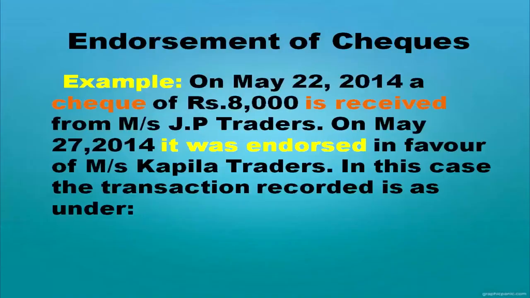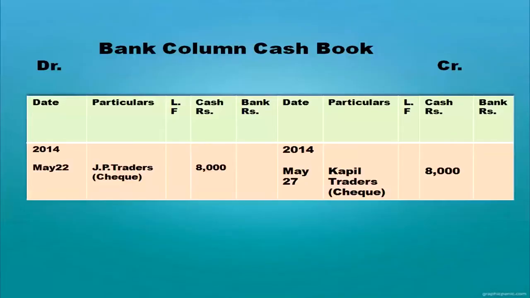Example, on May 22nd, 2014, a check of rupees 8,000 is received from Messrs. JP Traders. On May 27, 2014, it was endorsed. It was given in favor of Messrs. Kapila Traders. How will you record it in the cash book? When you have received a check from JP Traders, you record on the receipt side to JP Traders, date May 22nd, amount in the cash column 8,000. When you have endorsed it to Kapila Traders, then you record on the credit side by Kapila Traders, May 27, amount in the cash column.